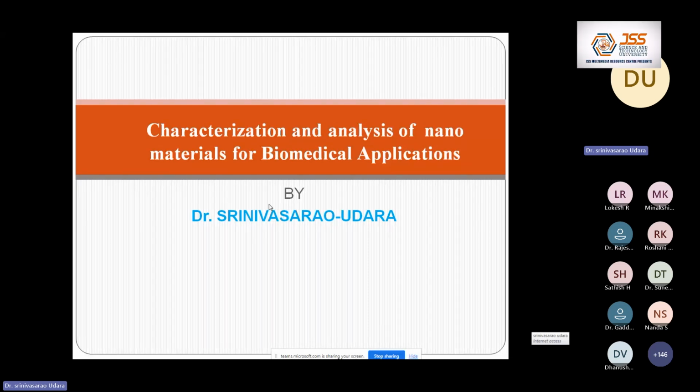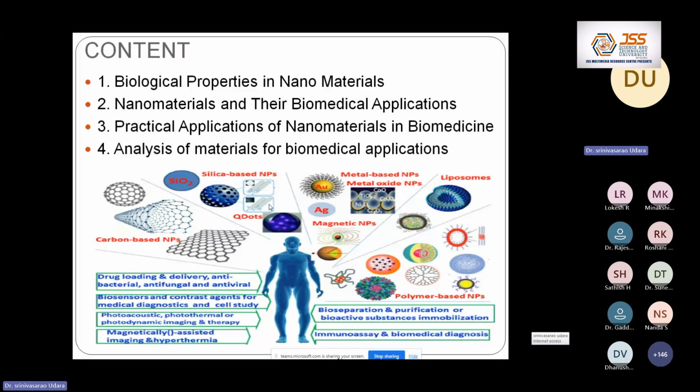So today my focus is on four areas. One is biological properties in nanomaterials. It is very important because today nanomaterials are playing a very important role in biomedical applications. Hence, you need to know about the biological properties of different materials. The second topic is nanomaterials and their biomedical applications. For this, I found a few common materials suitable for biomedical applications. Next, practical applications of nanomaterials in biomedicine, by taking a few real-time examples.